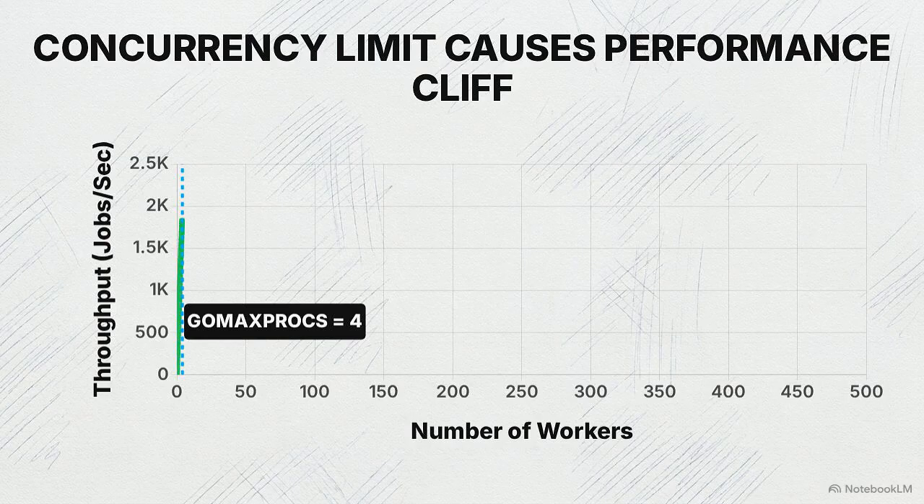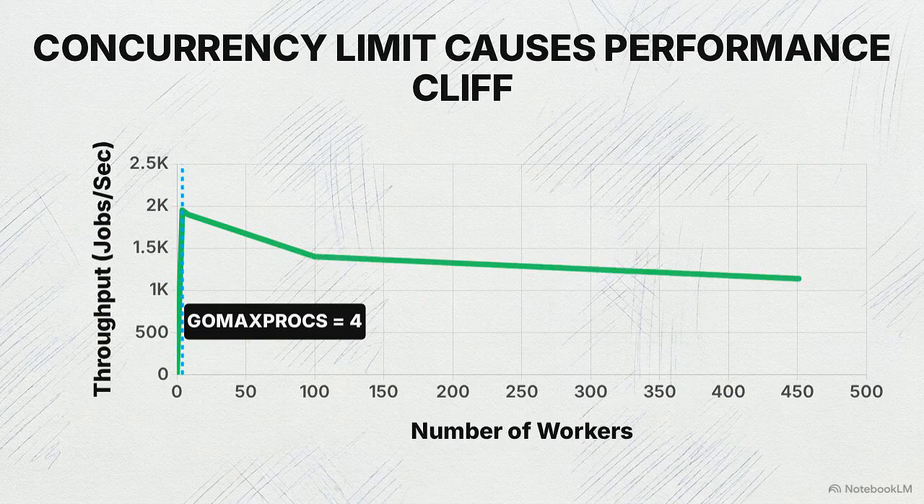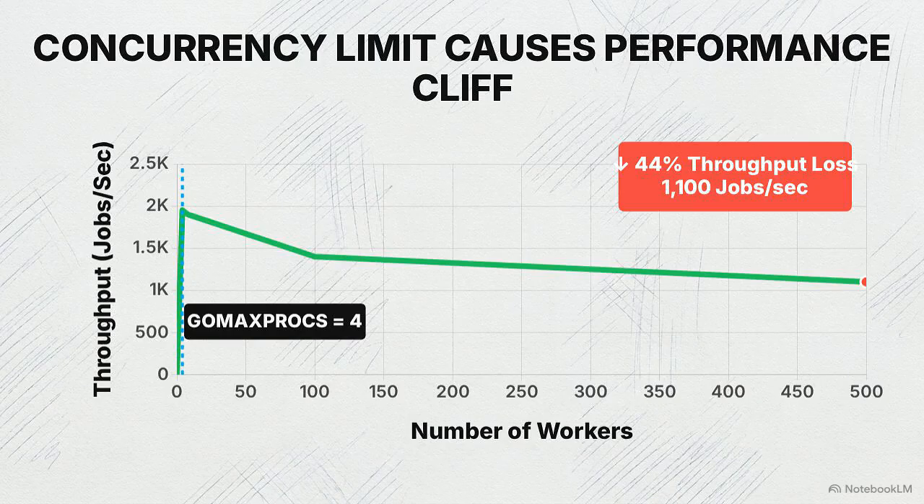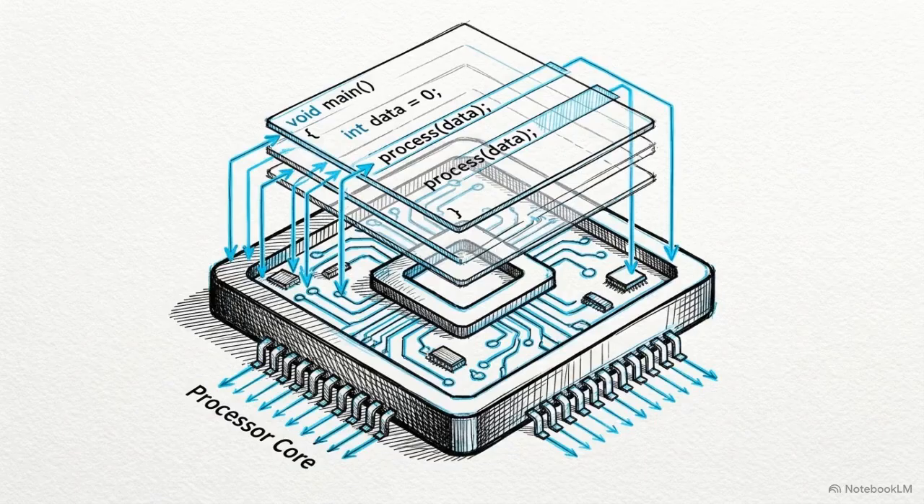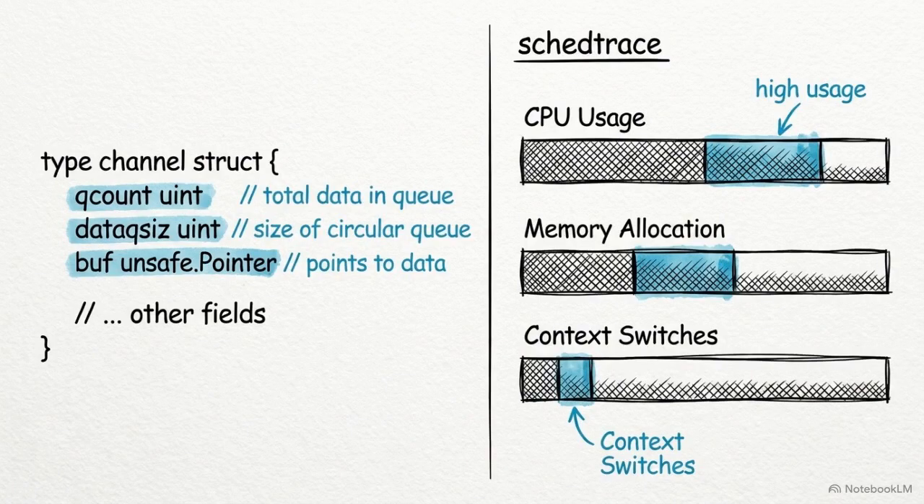This chart shows the performance limit in real time. Throughput climbs efficiently until we hit 4 workers, then it begins to plummet. Every worker added past this point makes the system slower. This is the Goroutine scheduler cliff. Over the next 5 minutes, we will refactor a sluggish worker pool into a hardware-aware system, build a concurrency semaphore, and verify the gains using Go's internal telemetry.